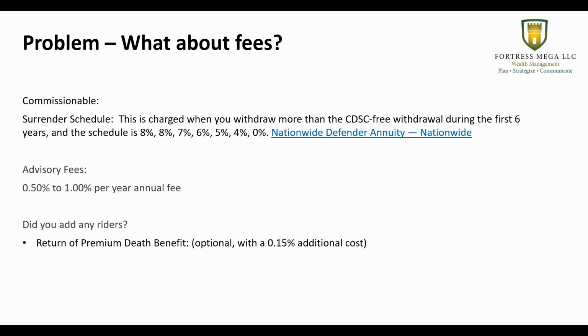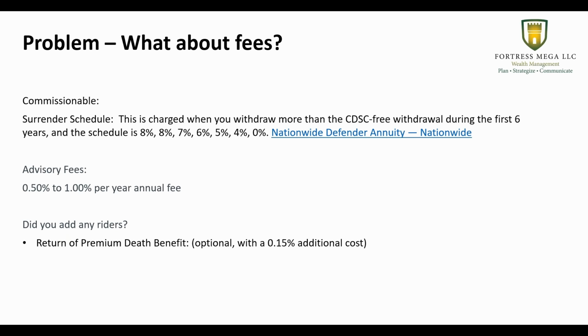And that would be a fee that comes out. You can also add all sorts of riders to these contracts. I grabbed this from the Nationwide contract. This is an optional return of premium rider that you can add that they charge an extra cost for you to add. So even though you might be earning, say, 8% interest, you're going to lose these costs in here.